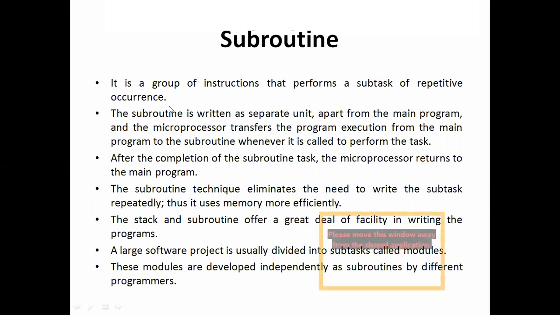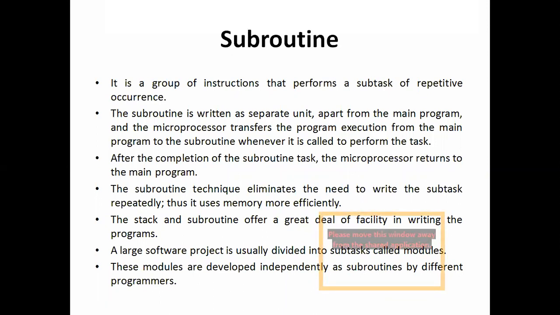So a subroutine is a subprogram which contains a certain set of instructions that will be repetitively used in the main program. We consider this subroutine as a separate unit, away from the main program, and the microprocessor transfers the program execution from the main program to the subprogram whenever it is required to execute that part of the instructions.